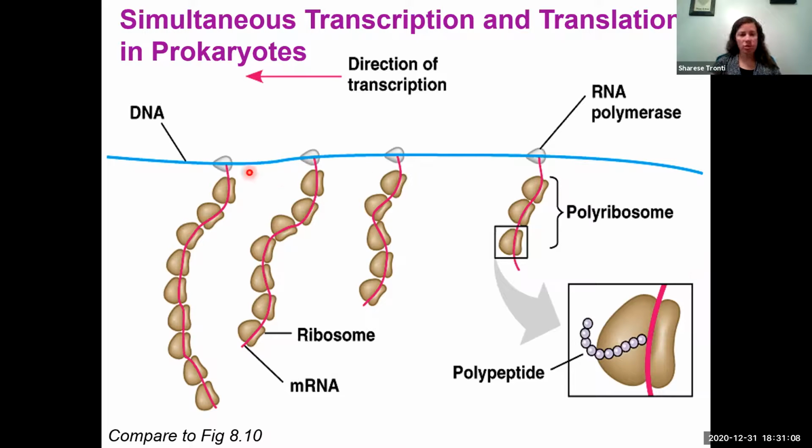So we can have transcription producing this red mRNA, and then ribosomes can come along and bind to the mRNA and start producing proteins before that mRNA is even completely finished. So we call that a polyribosome. So we have multiple ribosomes along the mRNA, which can happen as transcription is still occurring.